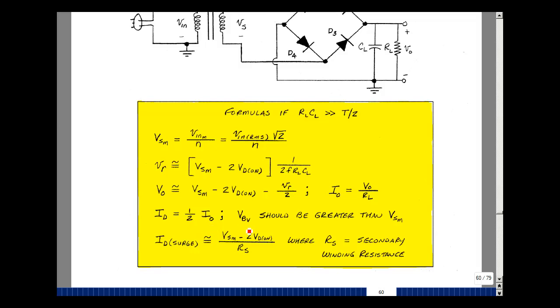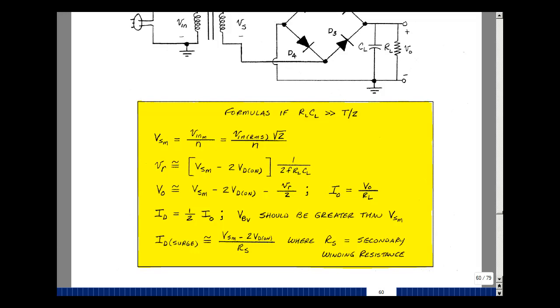We're going to pick our breakdown voltage greater than V sub s maximum. And our surge current is most likely going to be controlled by our series resistance, and that's going to be V sub s maximum minus 2 diode drops divided by R sub s. It's worth noting that some power supplies have an added resistance in series with the secondary in an attempt to increase the total value of R sub s. This will lower the surge to whatever you need for your design.